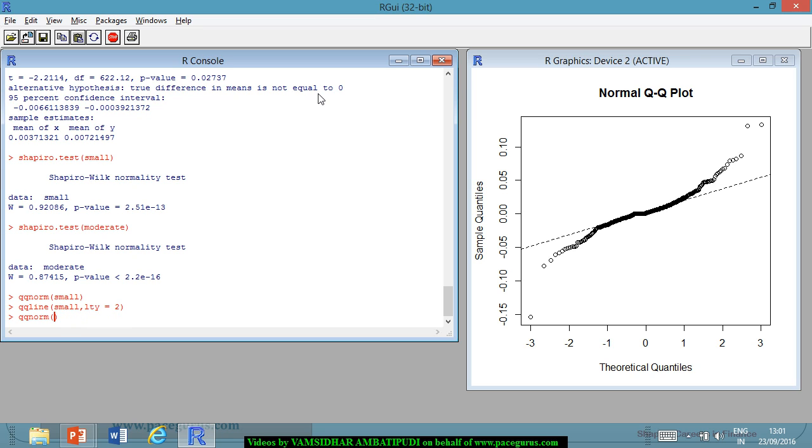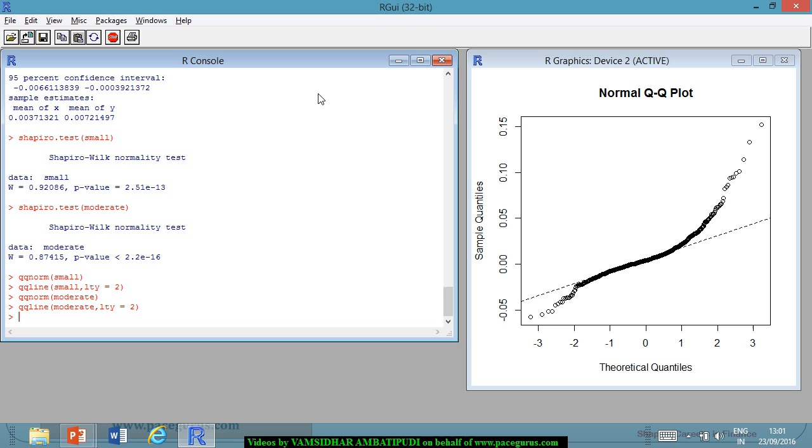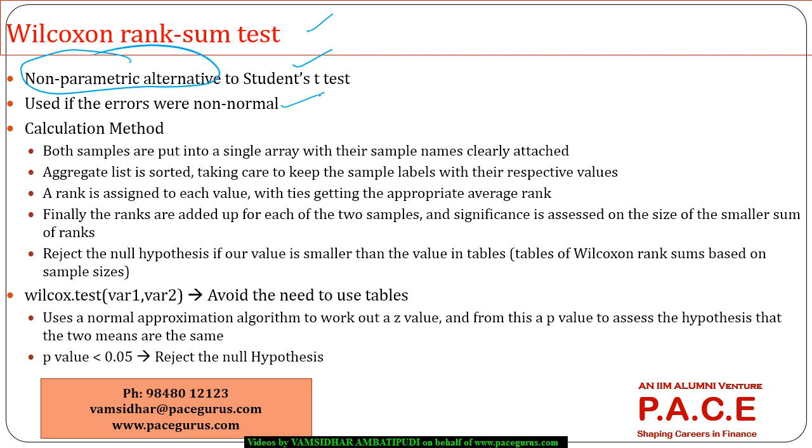Even for moderate, I could see that this is how the moderate data is coming out. And if I plot a QQ line for moderate, it works out to be like this. Even here, we see that there are a lot of values which are deviating from the normal. So both of them are non-normal. And I have also seen that the variances are not equal, which we tested using var.test. So in this case, it's better to rely on the Wilcoxon rank sum test if I have to compare the means between the groups.